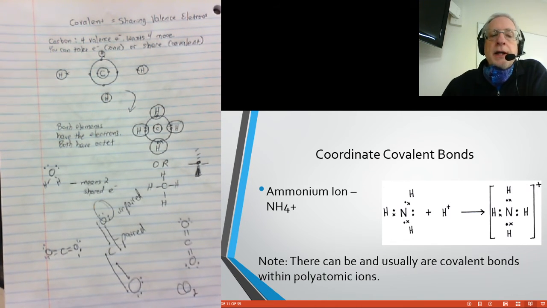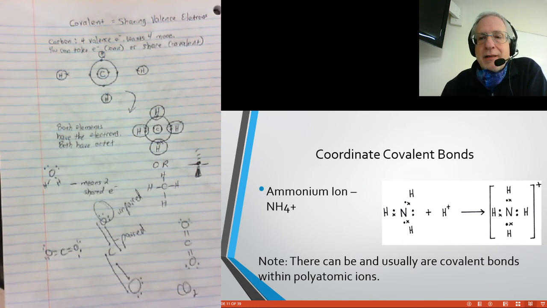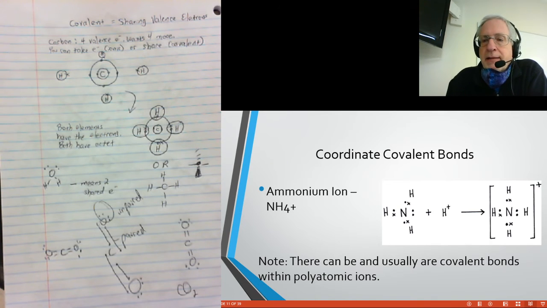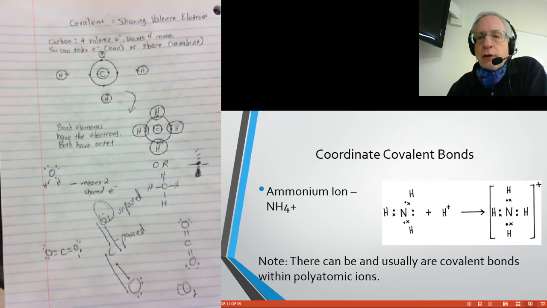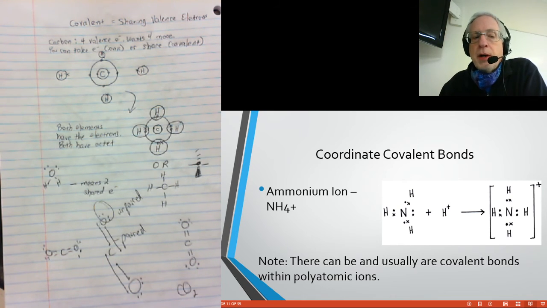Here's another example in ammonia when you form ammonium. In fact, coordinate covalent bonds are very common in polyatomic ions. Now, NH3, ammonia, is not an ion. If you look at ammonia there, you'll see the NH3. If you add an H positive, which has no electrons, it's just a proton, you still have a situation where every element has an octet, but you have a net positive charge. So you can have coordinate and covalent bonds together. The point I'm getting at is that coordinate covalent bonds are very common within polyatomic ions.